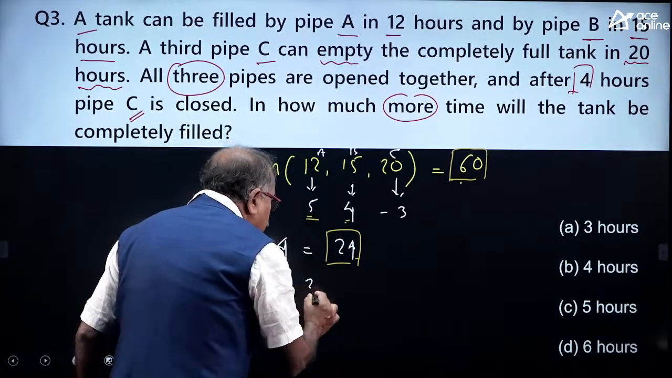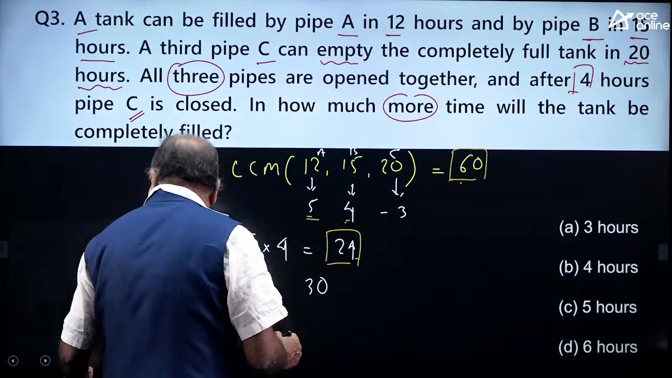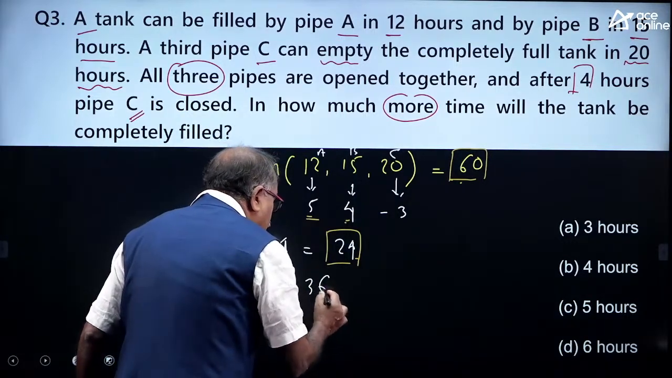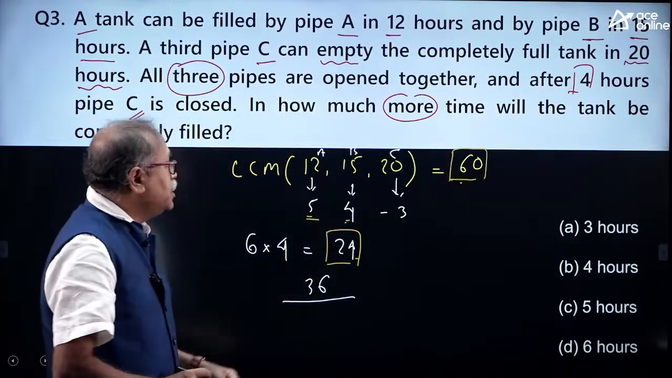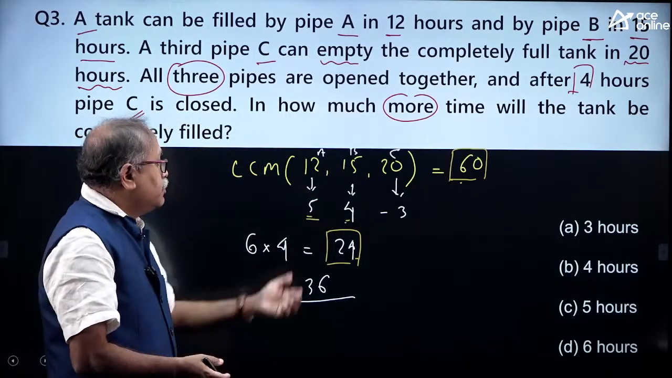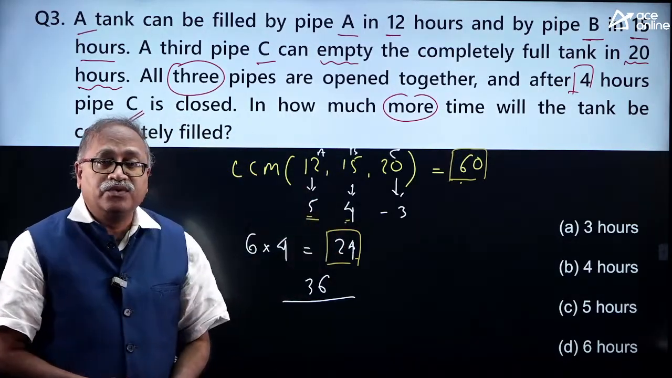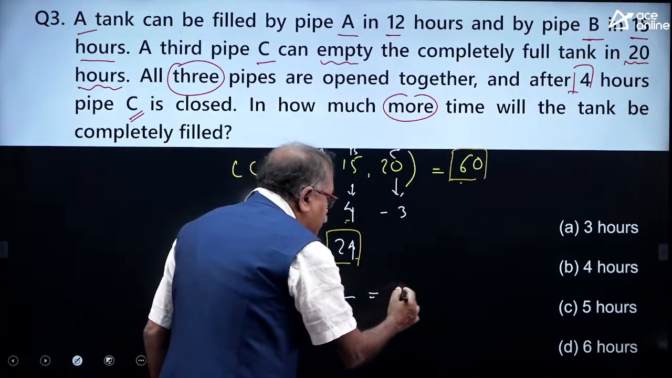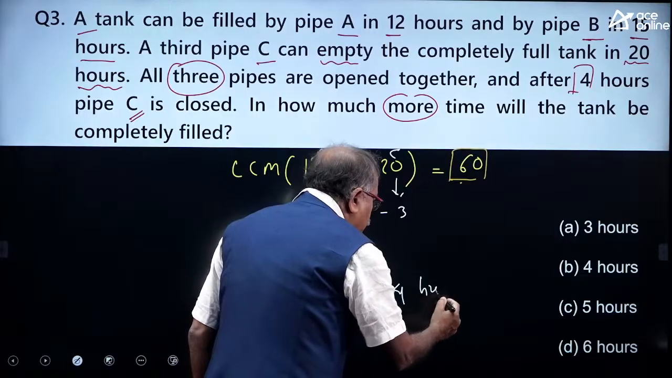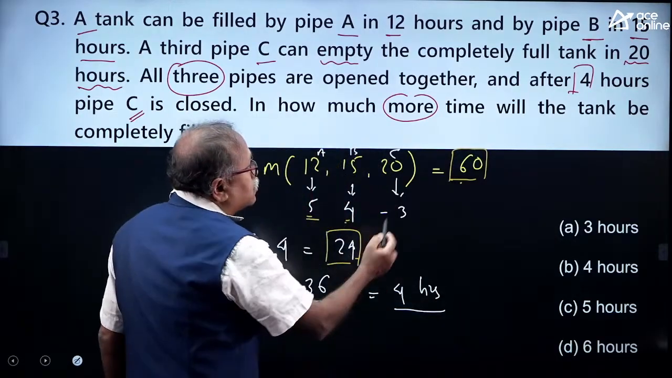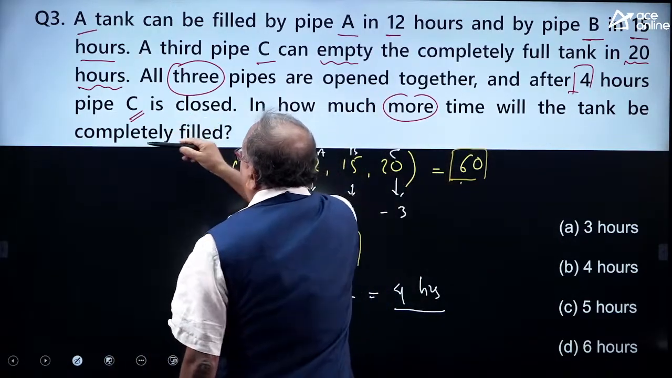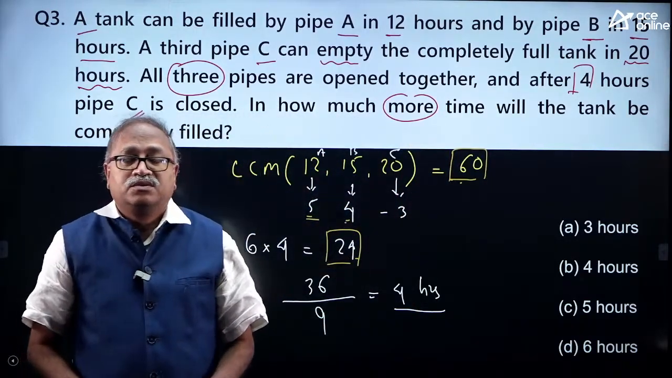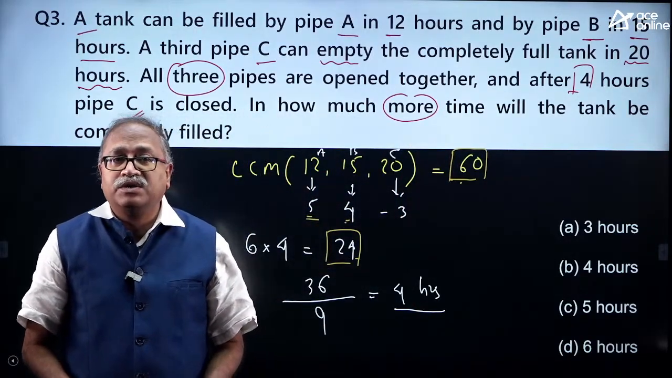Don't write too many things in the examination. 36 units are left, which will be filled by A and B, where A is 5 units and B is 4 units, together 9 units. How much time will it take? It will take 4 more hours to completely fill the tank. How much more time? It is 4 hours more.